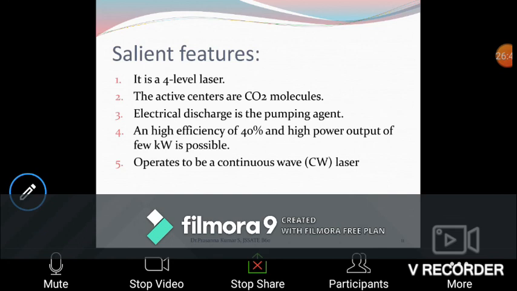It is just like when you switch on a battery lamp, you have continuous light. As soon as you switch it off, it goes off. Like that, as soon as you switch on the high tension DC electrical supply within the mixture of these gases under suitable conditions, you will get a continuous output. You can continuously produce the laser output.